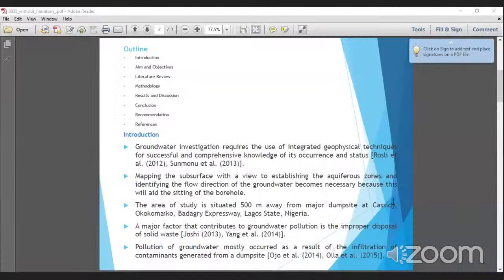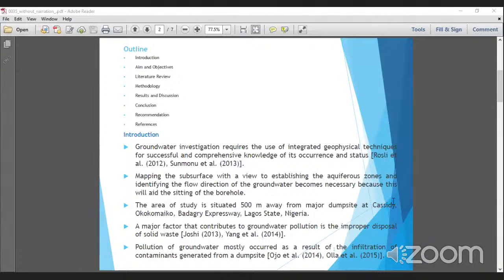My introduction is about groundwater and the problem the majority of states in Nigeria are facing today, which has to do with pollution of groundwater because of inappropriate disposal of refuse. And that calls for mapping of the subsurface so that there will be appropriate siting of boreholes.